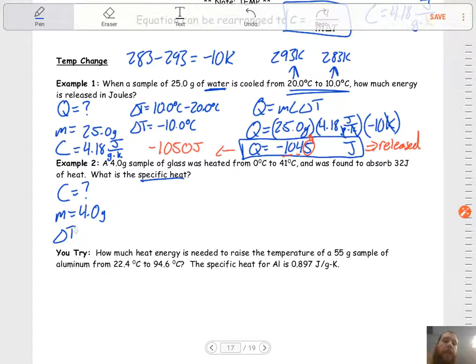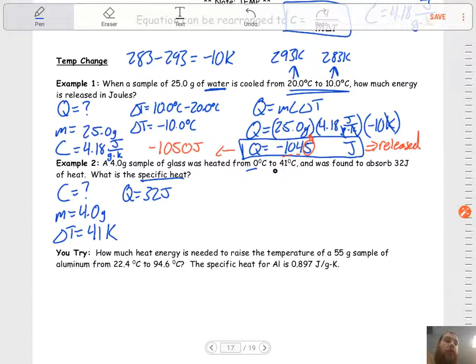Well, if I want to do that math, this is T2, this is T1. Again, you can convert it to Kelvin if you want, or if you recognize that a 1 degree Celsius change is the same as 1 degree Kelvin. So 41 minus 0, my delta T is going to be 41 K because I changed 41 degrees. And then I'm also given Q, which is 32 joules.